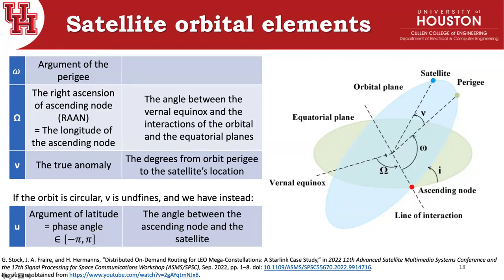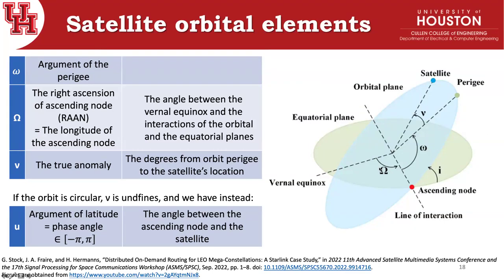So the vernal equinox is the point from the center of the Earth to the sun on the first day of spring. And from this fixed point to the point where the satellite crosses the equatorial plane from south to north, this is known as the ascending node. So this angle is very important because it helps us locate the orbit in space, and it is subject to change over time due to the rotational movement of the Earth.